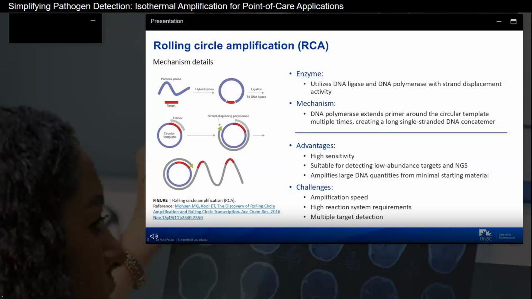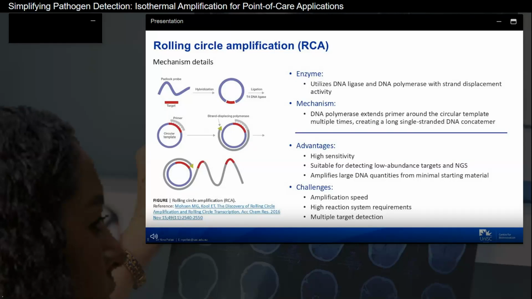The DNA polymerase then extends a primer around this circular template, repeatedly synthesizing a long single-stranded DNA concatemer. What makes RCA special? High sensitivity. RCA is particularly effective for detecting low abundance targets and can be used in next-generation sequencing.